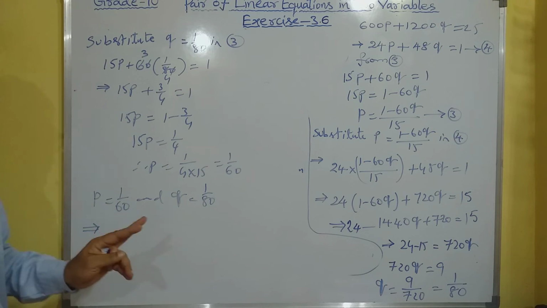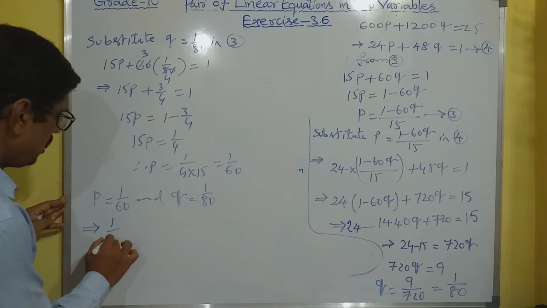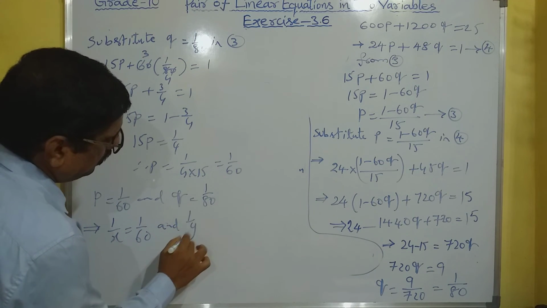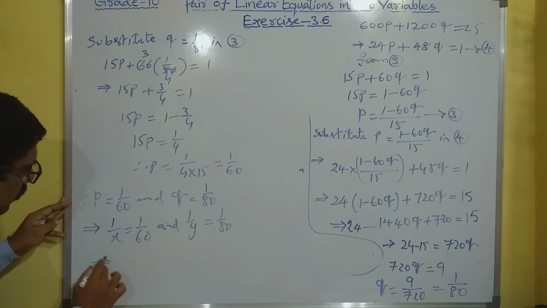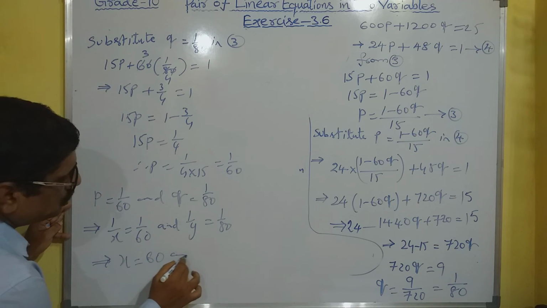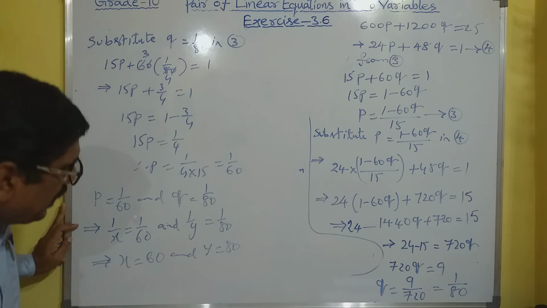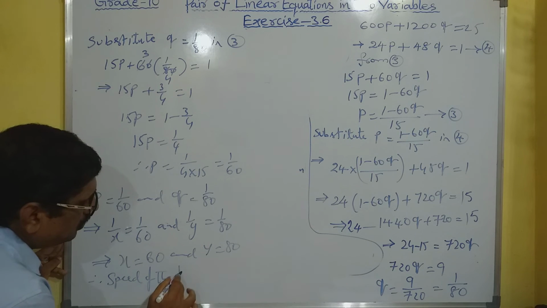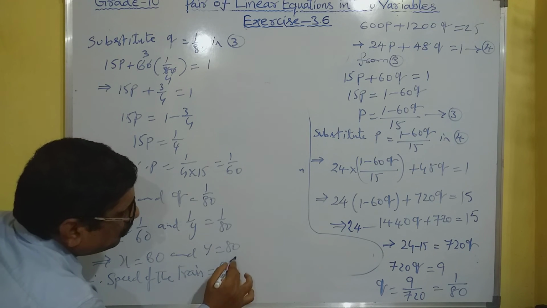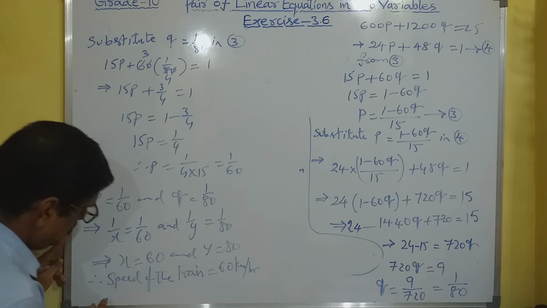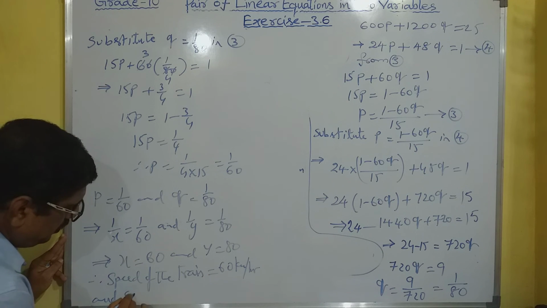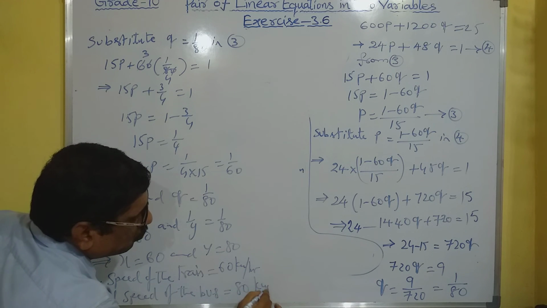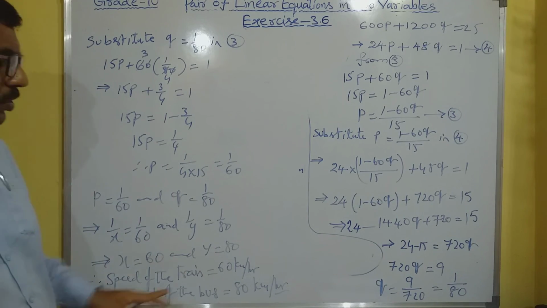Actually we have taken 1 by x as p and 1 by y as q. So by taking the reciprocal on both sides, we get x is equal to 60 and y is equal to 80. So finally we have to write the conclusion. Therefore, the speed of the train is 60 kilometers per hour and the speed of the bus is 80 kilometers per hour. So these are the speeds.